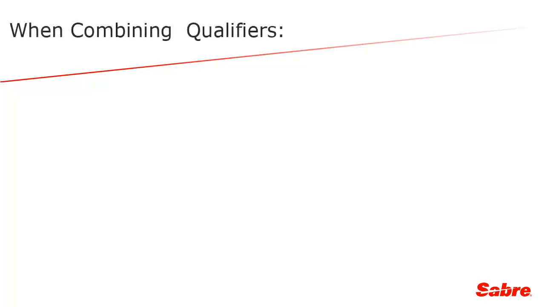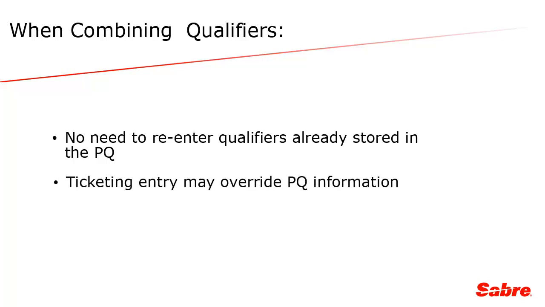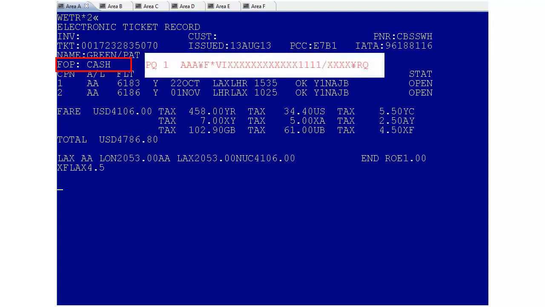Be careful when combining ticketing instructions with an existing PQ record. You do not need to re-enter qualifiers that are already stored in the PQ at the time of ticketing. However, if both the ticketing entry and the PQ record contain the same qualifier, the data in the ticketing entry may overwrite the information in the PQ. Let's check an example. Here, I'm adding a form of payment in the ticketing entry, which differs from the form of payment included in the PQ. The system issues the ticket using the form of payment in the ticketing entry, thus overwriting the PQ form of payment.